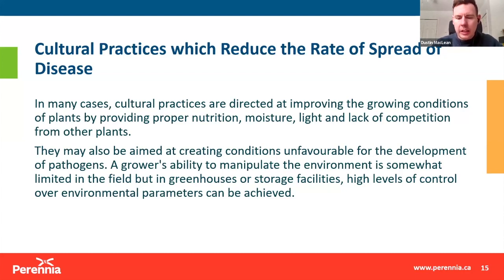Growers' ability to manipulate the environment is somewhat limited in the field, but in greenhouse and storage facilities, high levels of control over environmental parameters can be achieved. So if anybody thinks back to the disease triangle, it's basically a triangle that shows what's required for disease to occur. You need a favorable environment, you need a virulent pathogen, and you need a susceptible host. So when we were talking about resistant cultivars, what we're actually doing is eliminating the susceptible host.